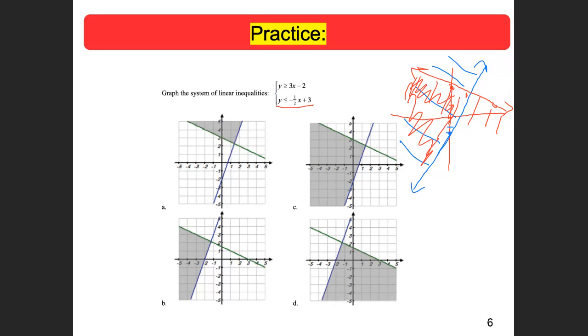So this is the only graph right here that looks like mine. And again, I am not making perfect graphs. I'm just making a real quick sketch because it helps me see what's happening in the problem. Okay, so the solution set is all of the points that are in here. Everything in this shaded region is a solution to this system of inequalities.